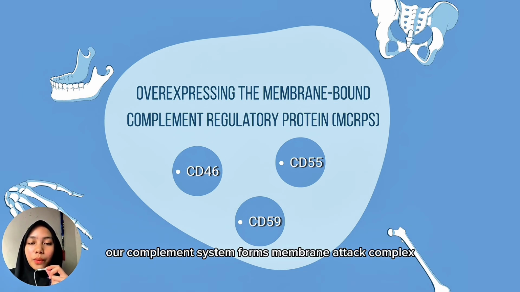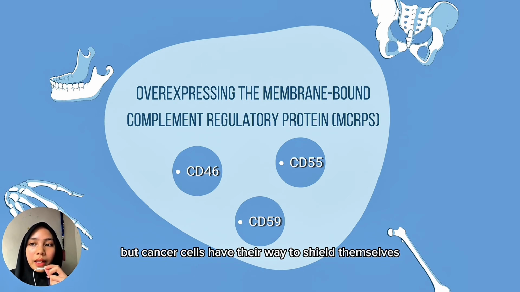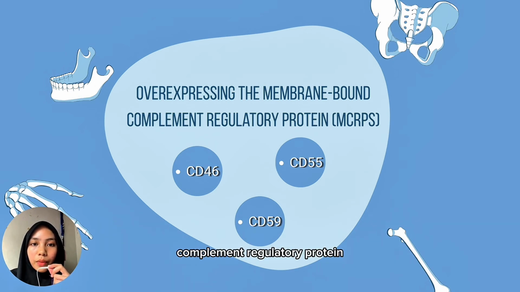Now, let's take a look at how cancer cells overcome the complement system in the human body. Normally, our complement system forms the membrane attack complex, or MAC, to punch holes in target cells to destroy them. But cancer cells have their way to shield themselves, specifically by overexpressing the membrane-bound complement regulatory proteins, also known as mCRPs. Here, I list out three main mCRPs that we are going to go through one by one.